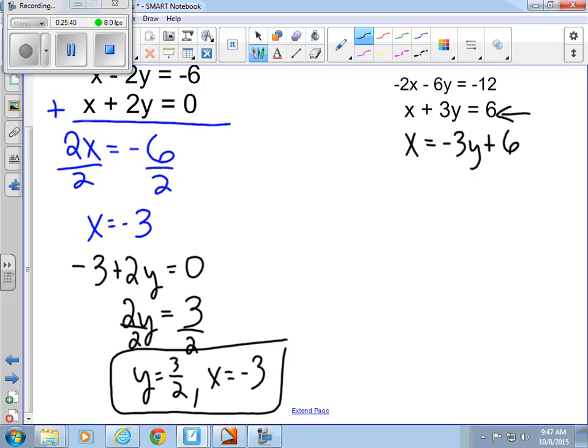By the way, I'm doing substitution on this one, but if you wanted to do elimination, if you multiply the bottom equation by 2, does everyone agree that'd be pretty easy? Not too bad. So elimination works great too. Okay, I'm going to put that equation into the top equation.